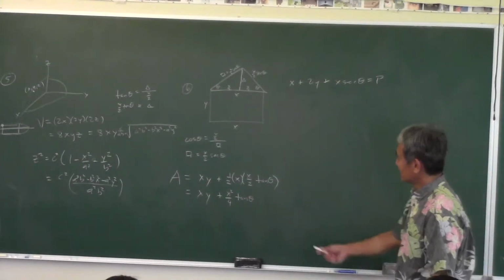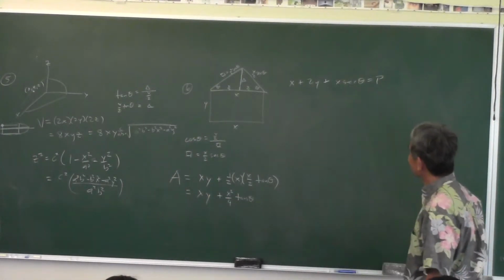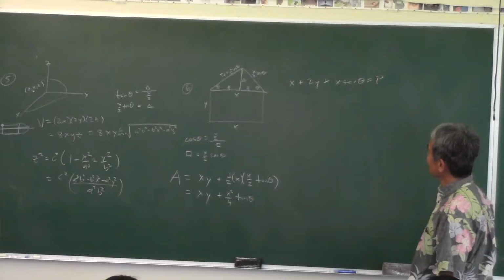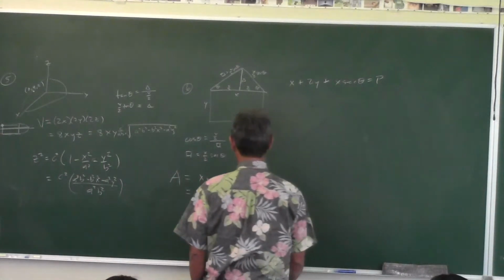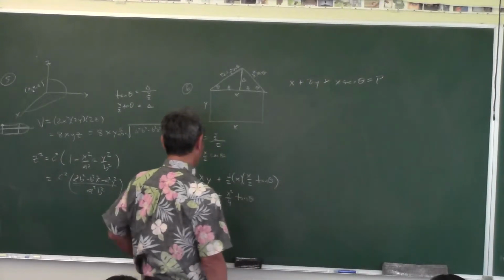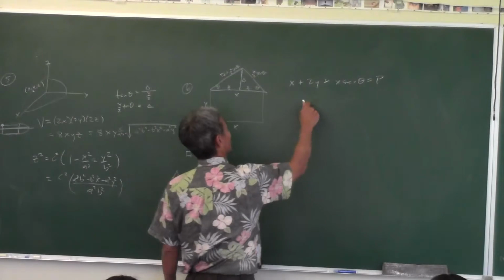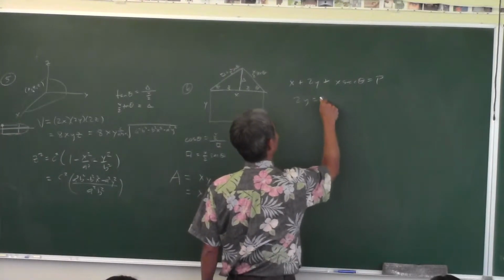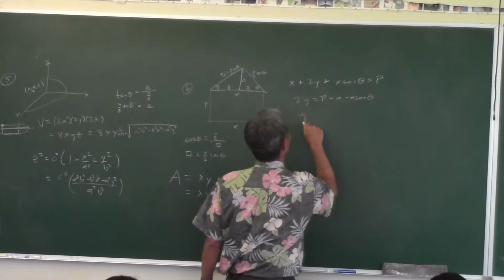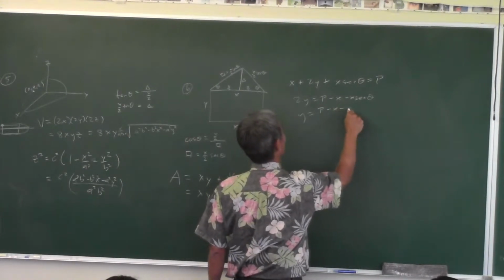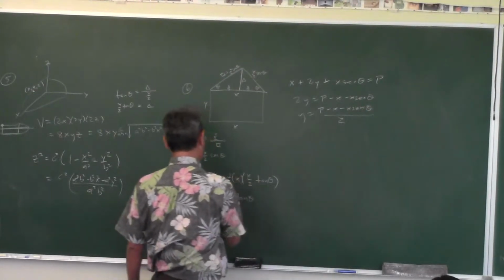Either you get rid of the x, the y, or the theta. The theta, yes, but you can see it's going to be quite messy. So the y. So 2y is equal to p minus x secant theta. So y equals p minus x secant theta all over 2. Take that and plug it in for y there.